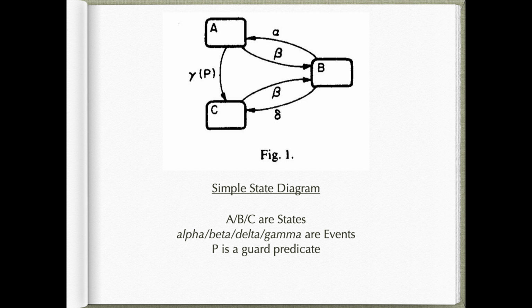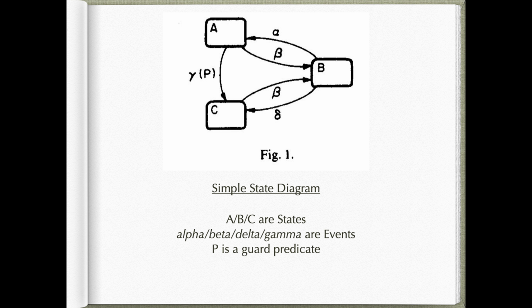So from state B, we might go to A if we see an alpha event. From B, we might go to C if there's a delta event. From A, we would go back to B if there's a beta event. And from C, we would go back to B if there's a beta event. Notice that there are no beta events emanating from B, so it ignores all beta events. Those are only valid in states A and C.